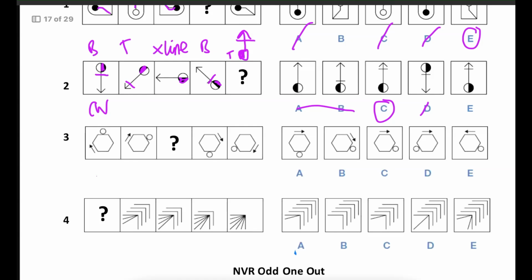Now for this one, question 3, we've got some hexagons. We're going to have a hexagon here like that. And we've got a circle and an arrow. The circle is moving round the hexagon clockwise, and so is the arrow. So the circle is going to be here, the arrow is going to be there. So the answer for this one is C.